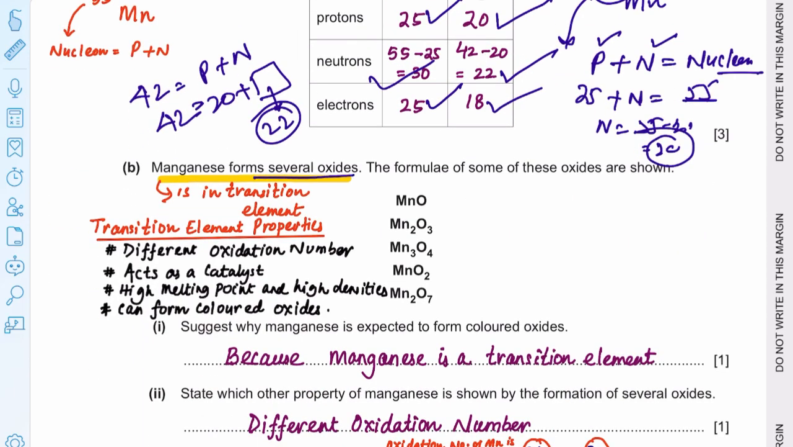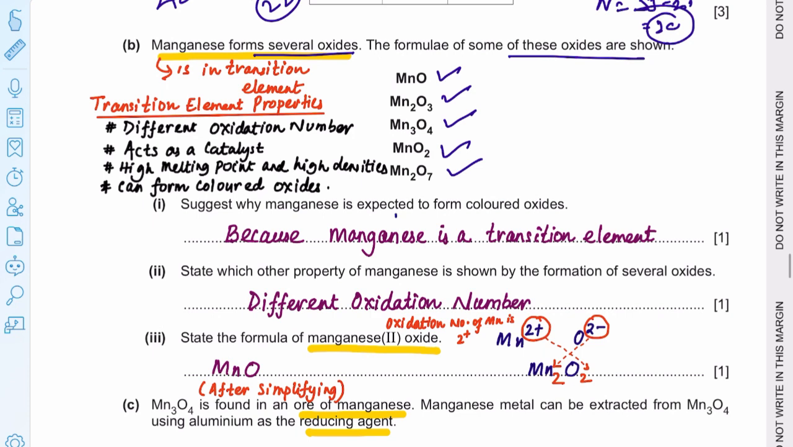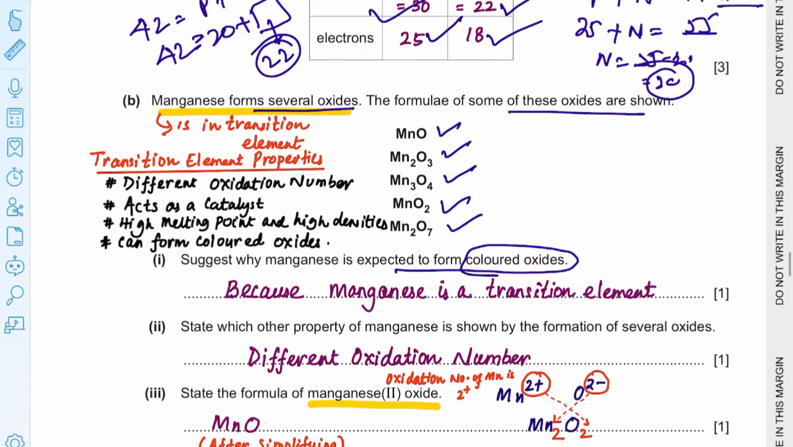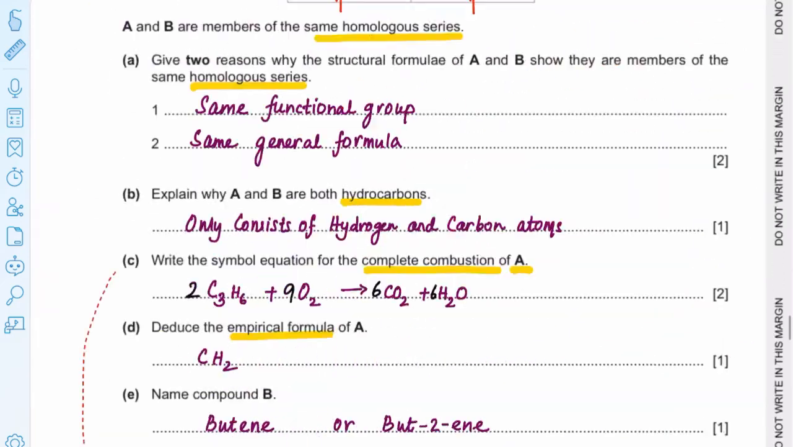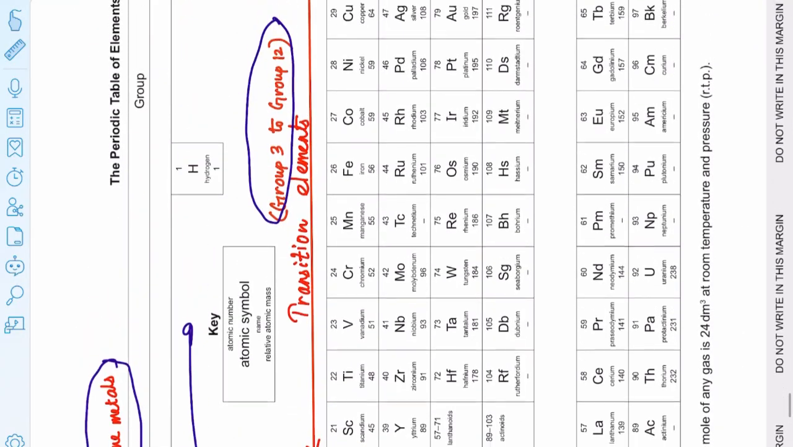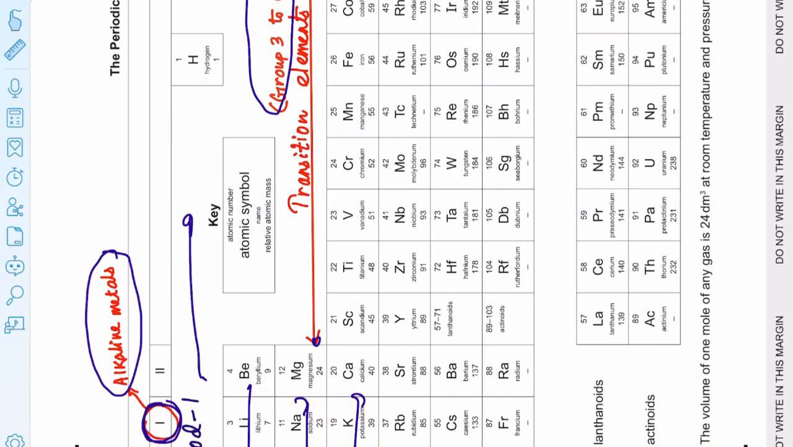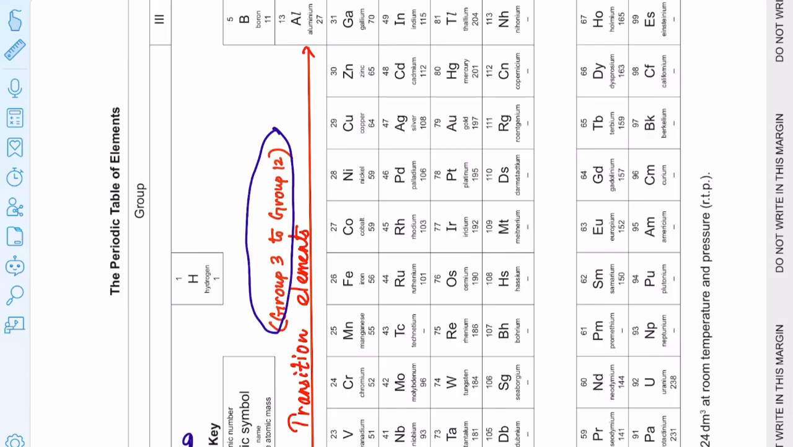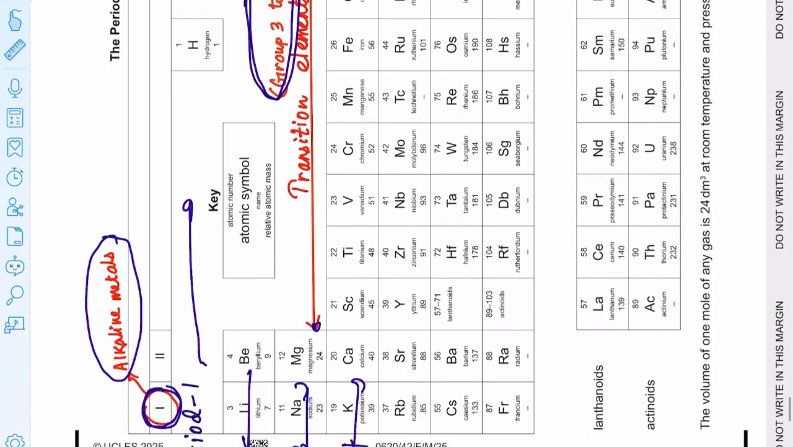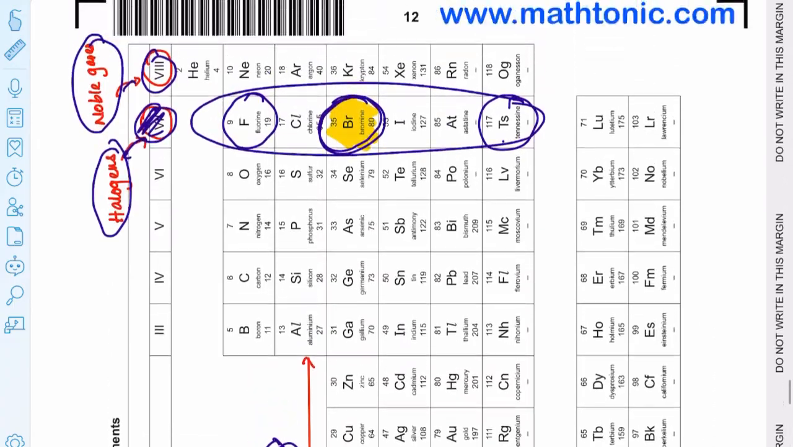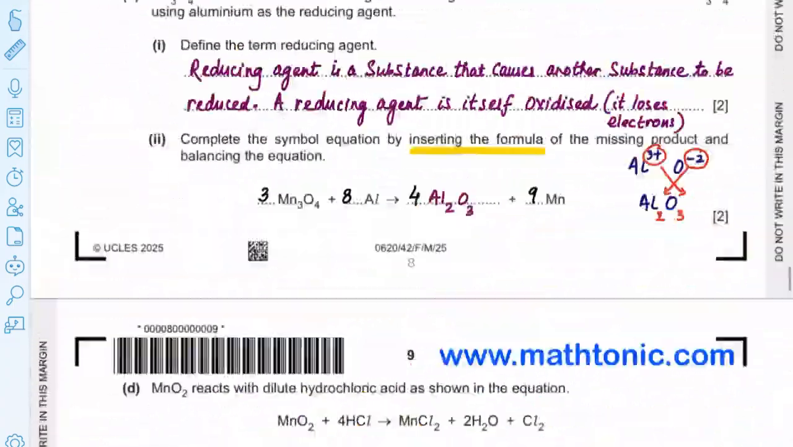Manganese forms several oxides. The formulas of some oxides are given: MnO, Mn2O3, Mn3O4, MnO2, Mn2O7, right? Suggest why manganese is expected to form colored oxides. Okay, listen. For that, I told you already that from group 3 to group 12, if I show you the periodic table, you can see here group 3 to group 12, right? These are known as transition elements.